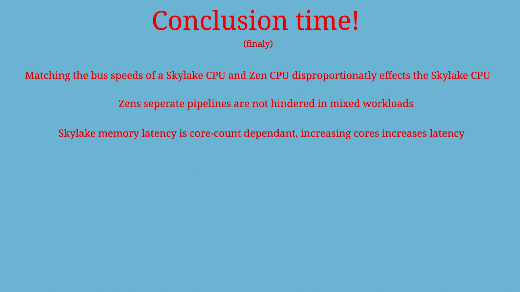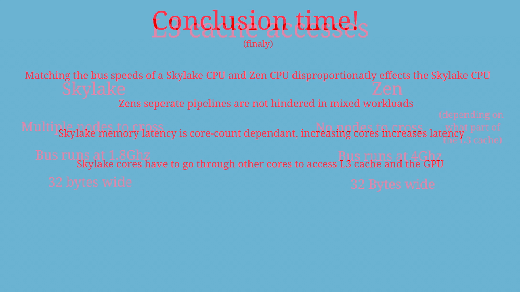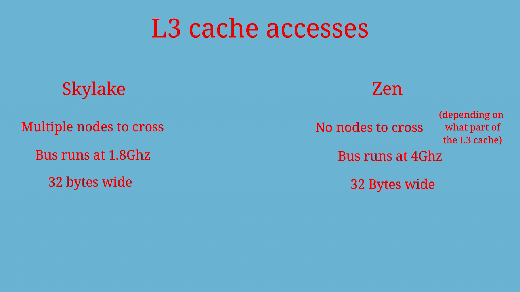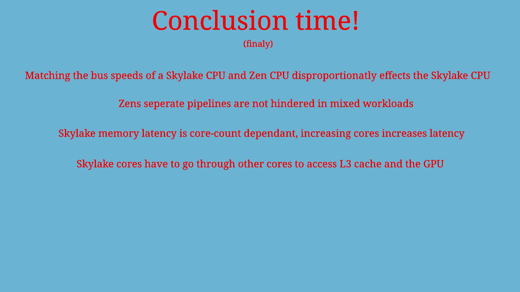Not only that, but you can see one of the other reasons for this disproportionate drop in performance for Intel is that if the Skylake cores need to access L3 cache, they have to go over the ring bus, which has been slowed down for this testing, whereas for Zen, the L3 cache runs at core clock speeds, and each core has its own dedicated 32-byte wide interface to the L3 cache. So for L3 cache accesses, a single Skylake core will have to go through other cores and the North Bridge to access the cache on the bus that was running at 1.8 GHz, whereas the Zen core was going straight to the L3 cache over a bus running at 4 GHz, and things would only get worse if you added cores to the Skylake CPU.